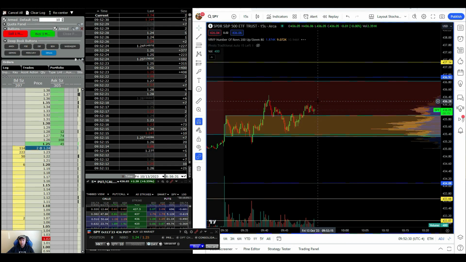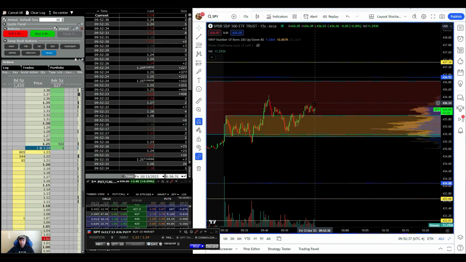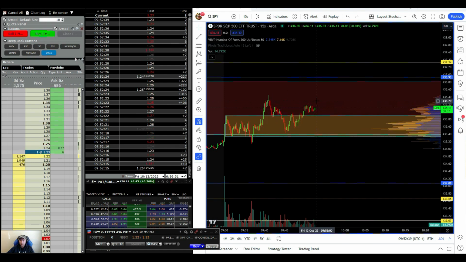So just watching this imbalance fill here right at 436.28. Going to be looking for this to come up to this level, maybe reject off of this level for a move lower.